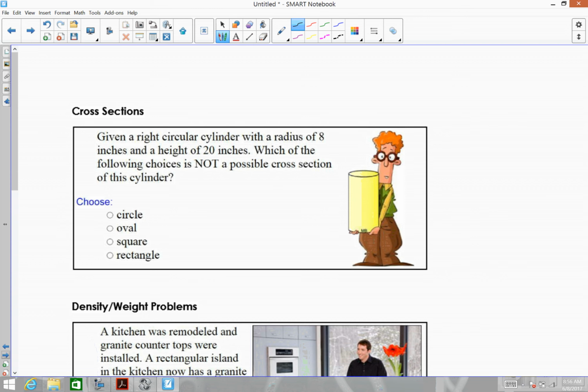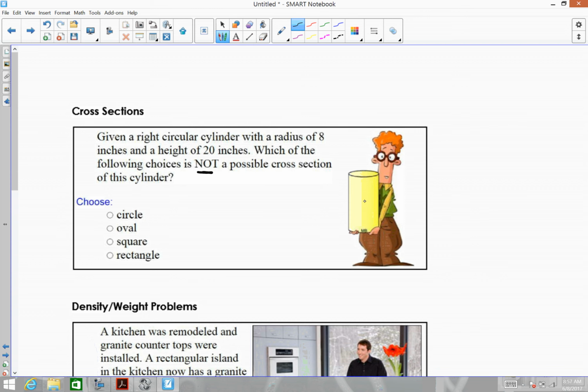And then the next topic in 3D we also talked about was cross sections that relate to 3D and 2D. So meaning if you slice a three-dimensional shape. So cross sections when you slice a three-dimensional shape. So given a right circular cylinder, it has a radius of 8 and a height of 20. We don't even really care about that. Which of the following choices is not a possible cross section?